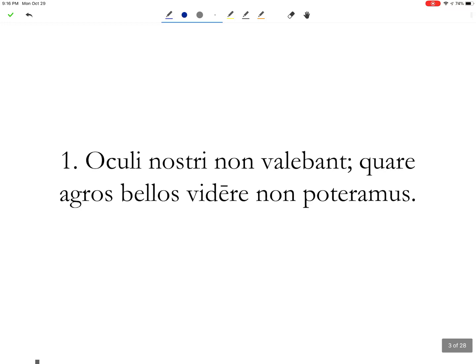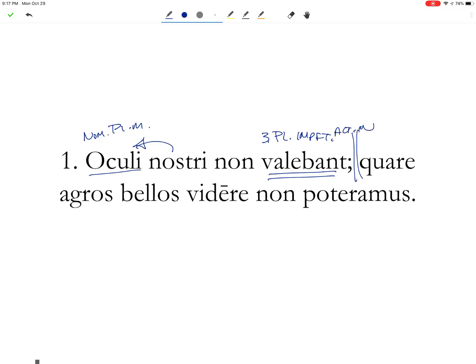Oculi nostri non valebant, quare agros bellos videre non poteramus. So we've really got two sentences here. The oculi nostri non valebant and the quare agros bellos videre non poteramus. So we've read it all the way through in Latin. Valebant is the verb. Oculi is the subject. Nostri modifies oculi, nominative, plural, masculine. Third person plural, imperfect, active, indicative. The imperfect, that BA gives it that imperfect tense. Our eyes were not strong.